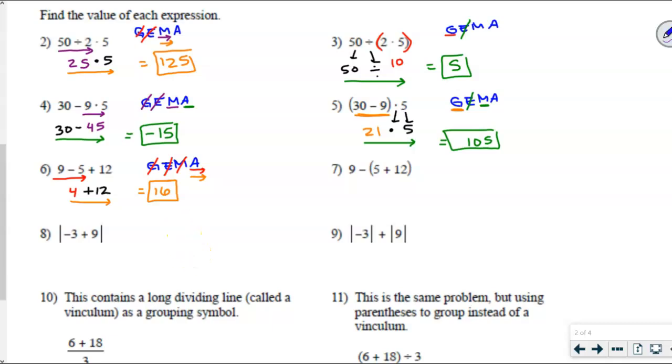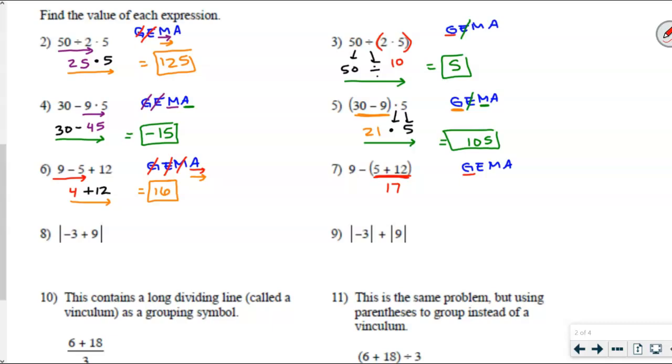So number 7, similar, but this time we have those grouping symbols. So let's go through that process one more time. G for grouping symbols? Yep. So what am I going to do first? What's inside the grouping symbols? You tell me. What does that simplify to be, Riley? Don't go all the way to the end. We're still baby stepping. Yeah, 5 plus 12, which is 17.